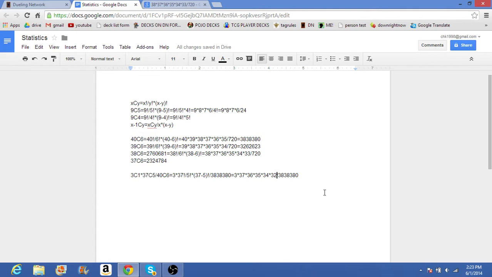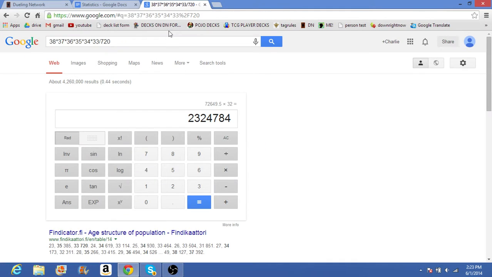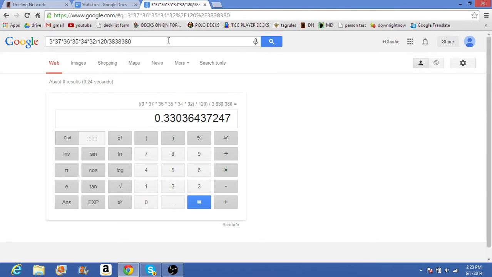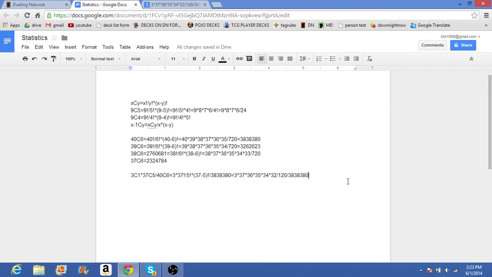Oh, not to mention, there's also, this is divided by 120. And we divide the whole thing by this. So we put this into our calculator. And this is the percent chance that we get one of a card we play 3. We're going to simplify this to 33%. And that's the odds that you draw one version of a card that you play 3 of.